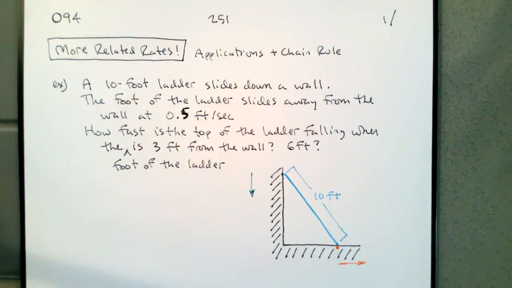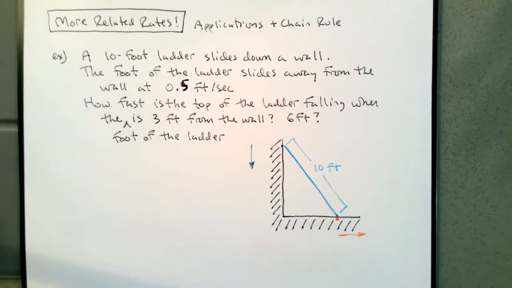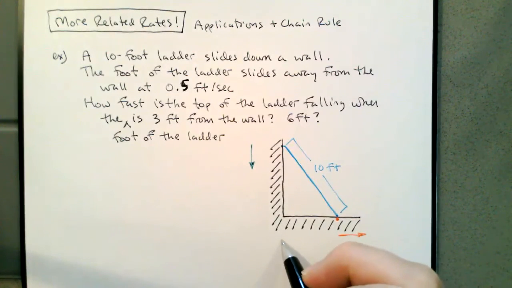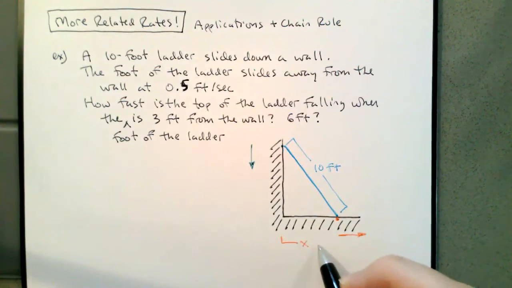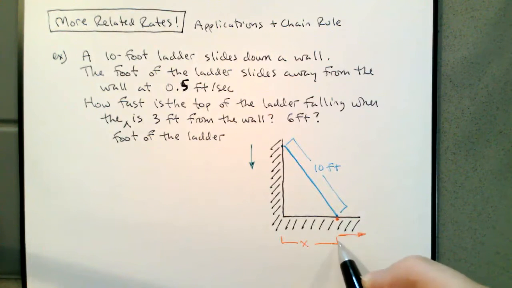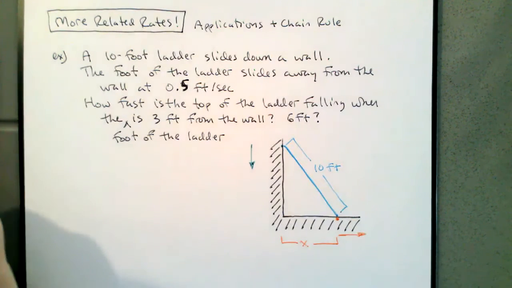And so here are the two moments in time that we're looking at. When the foot of the ladder is 3 feet from the wall, and then when the foot of the ladder is 6 feet from the wall. So we need some variables to stand in for all these distances. So let's call this horizontal distance at the bottom X, because I'm super predictable like that. The horizontal stuff is X. And we'll call the vertical stuff Y.